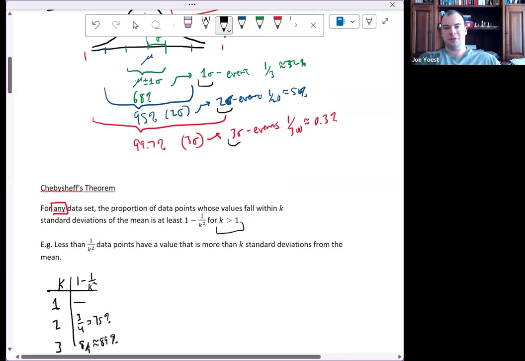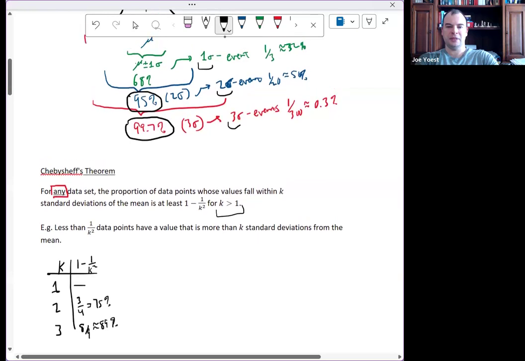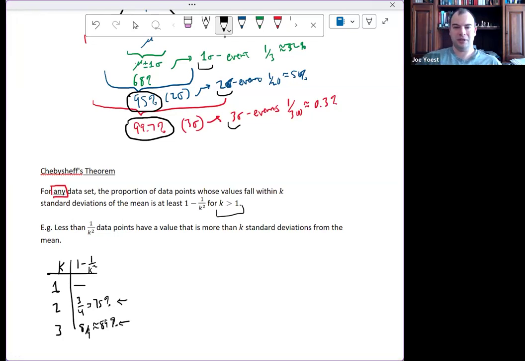So if we know our data set is bell-shaped, we know that about 95% of our data points are within 2 standard deviations of the mean and about 99.7% within 3 standard deviations of the mean. But if we don't know anything about our data set, or we don't want to assume anything about our data set, instead of saying we think that about 95% will be within 2 standard deviations, we know that at least 75% will be within 2 standard deviations. Instead of saying that we think that about 99.7% will be within 3 standard deviations, we know that at least 89% or so will be within 3 standard deviations.